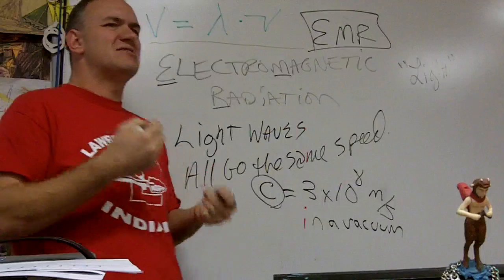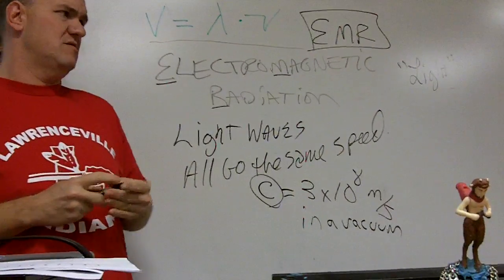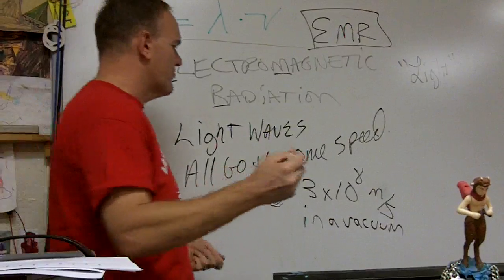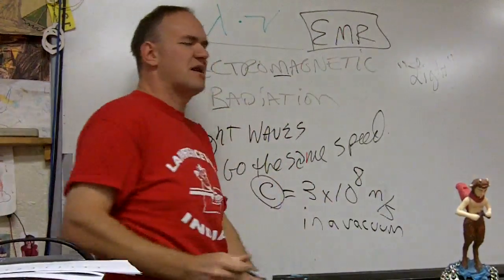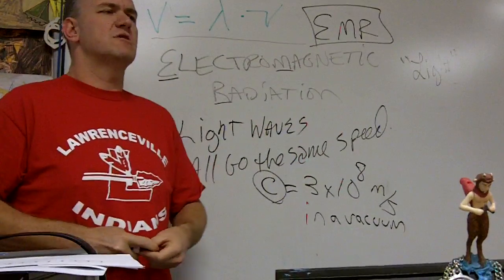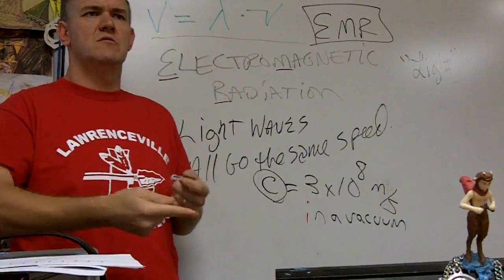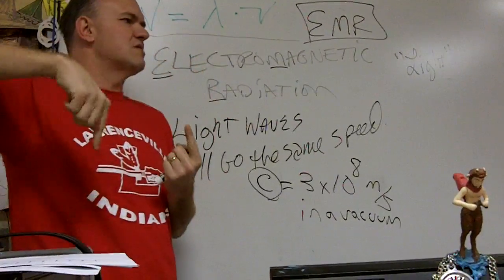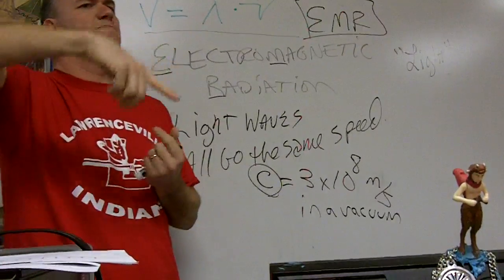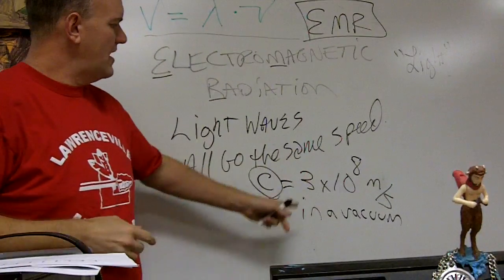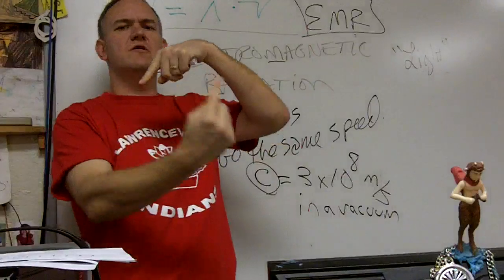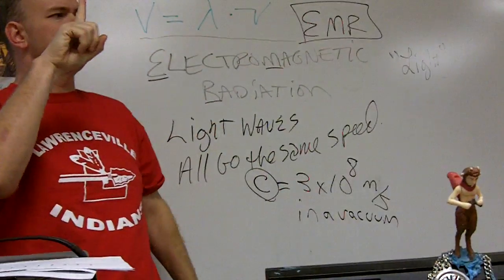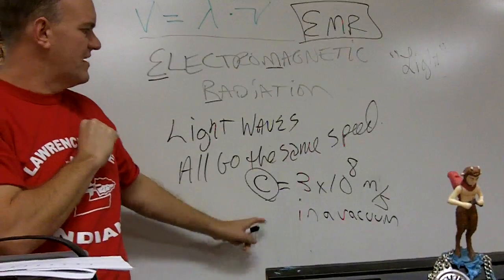Now it's important to get a good grasp of what that is. How fast is that? What could you do in a second if you were going 3 times 10 to the 8th meters per second? How far could you go? Would that get you around the Earth? Does the Earth have a circumference of 300 million meters? You probably don't know. Turns out that at that speed, you could go around the Earth like 6.5 times in 1 second. That's how fast light is.